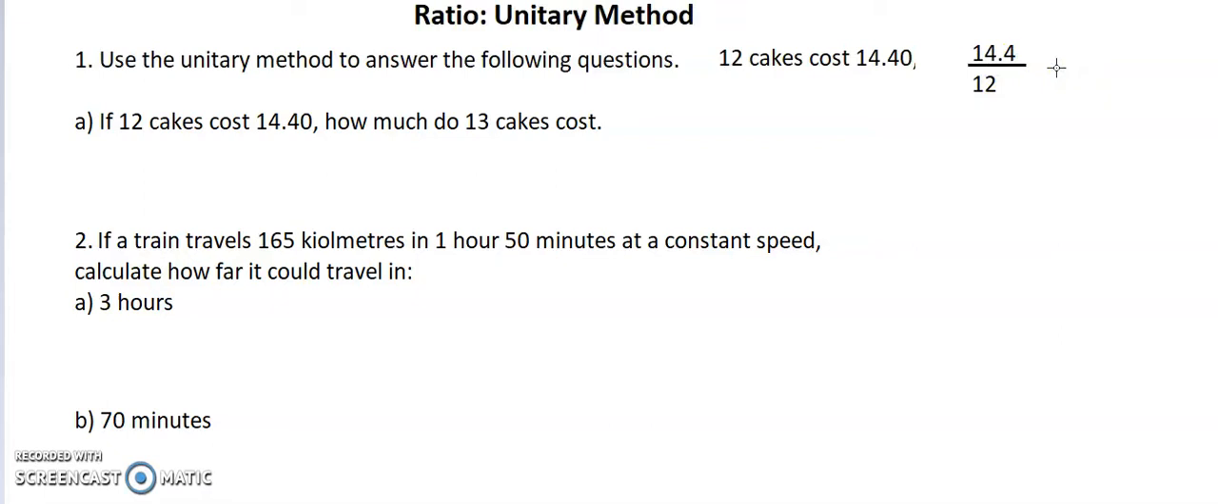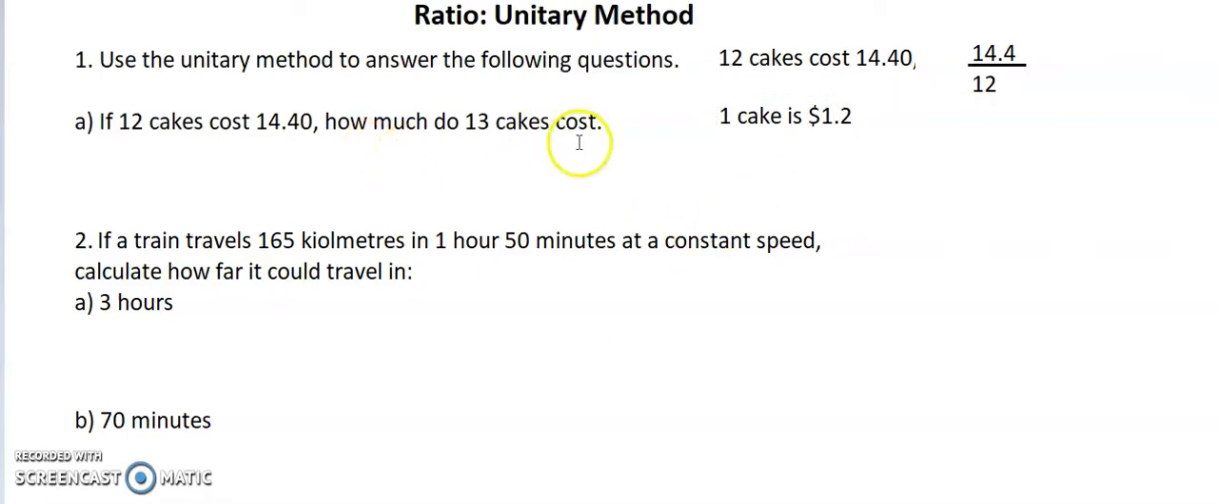So I'm just going to use my calculator here. 14.4 divided by 12 is equal to 1.2. So that tells me that one cake is $1.20. So now I know that.